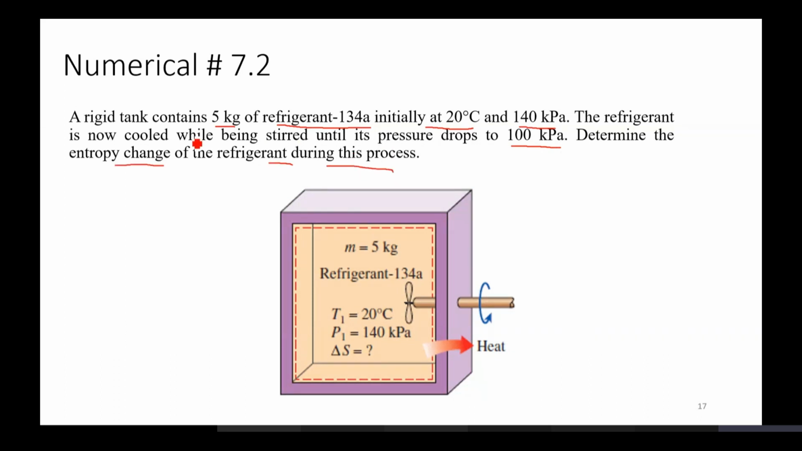Now, since the mass and the volume are fixed, that means the specific volume of your system is essentially fixed. If you have to find out the entropy change for the refrigerant, at the initial stage you have these two properties: 20 degrees centigrade, 140 kilopascal, find out the value of entropy. For the second state where you have 100 kilopascal, you need one more variable to find out the value of entropy for this state. So let's see how we can do that.